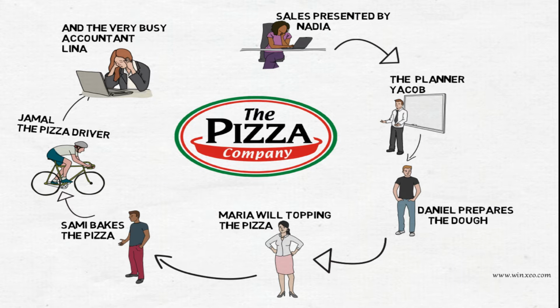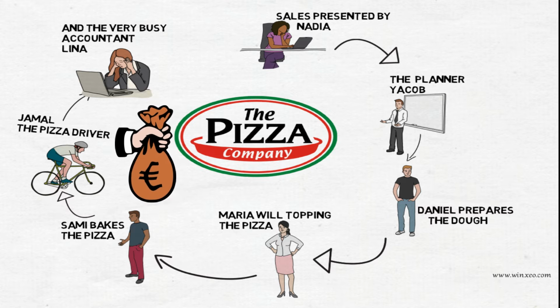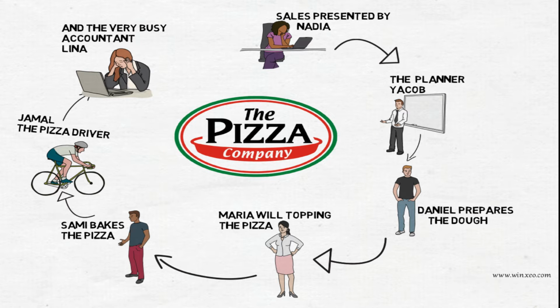When Jamal delivers the pizza, he also takes the payment from the customer. Usually, this is cash because people mostly have their money out and ready. But some pizza companies also accept credit cards. In our case, we will get paid cash.